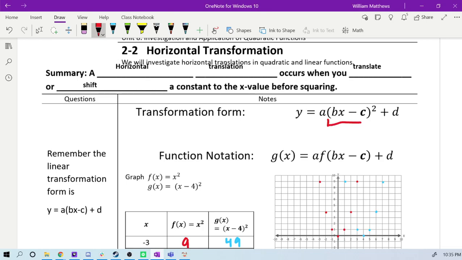everything inside the parentheses will be classified as a transformation horizontally. This is because it is affected by the square. It changes the x value before it is squared. This is also the same for our function notation, where we still have our parentheses set, showing that our variable is affected before we square it.